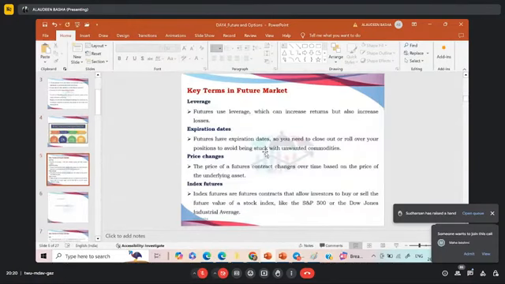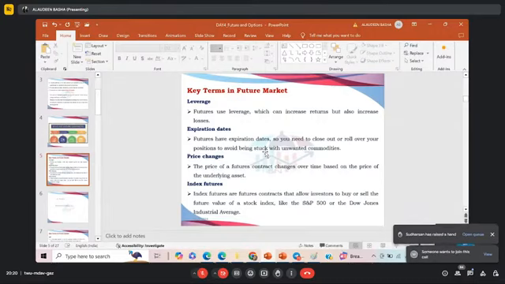The key terms of the futures markets are leverage, expiry date, price changes, and index futures. Leverage is a very important one. Based on the brokerage, they can allocate leverage for your capital market. Try to avoid the leverage. If you have the money, and proper knowledge of time management, you go with futures. Otherwise, we can just skip the futures market.